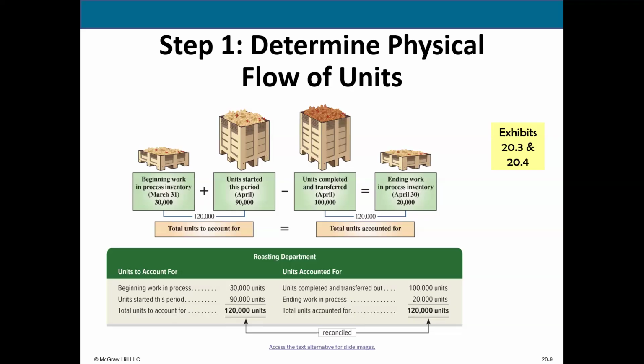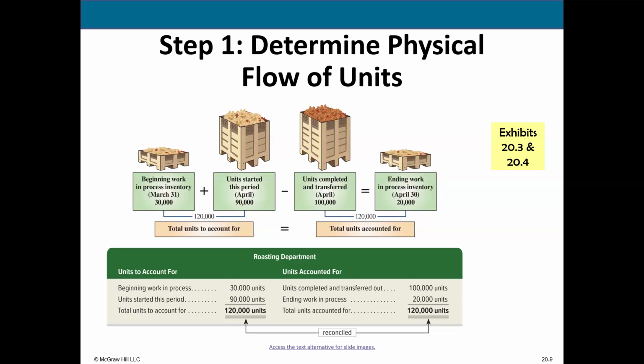So the way I want you to think about this is to find the number of units that we've completed and transferred out. We can do that in one of two ways. One is we take beginning work in process inventory, so beginning inventory, plus units that have been started during the period.